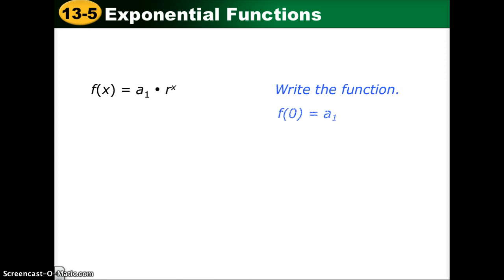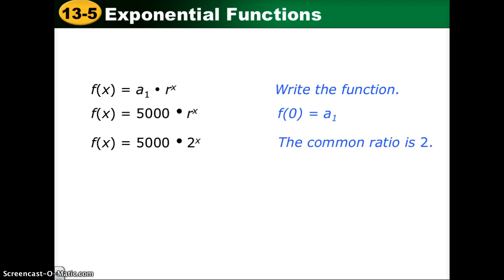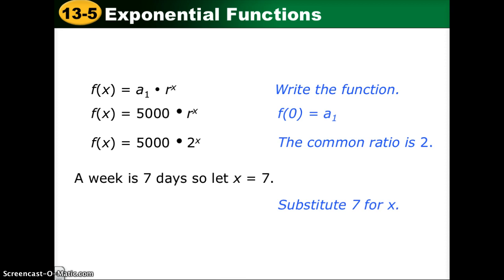So our function for that would be our starting value of 5,000 times our common ratio, which is 2 because we're doubling, to the x power. So if a week is 7 days, we're going to let x equal 7 because we're looking at 7 days for the week. So we take 2 to the 7th times 5,000. We get 640,000 at the end of 7 days.